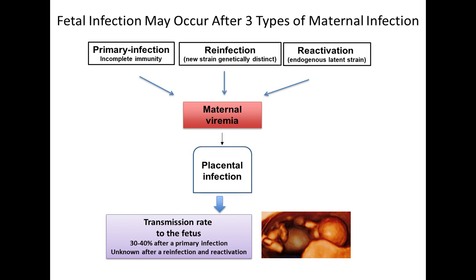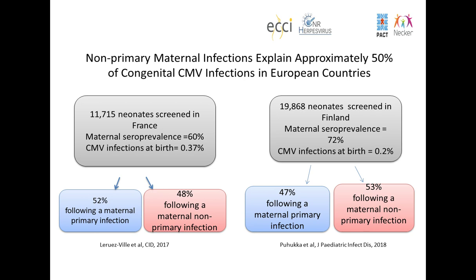Maternal viremia can lead to placental infection and then to fetal infection. The transmission rate to the fetus is 30 to 40% after a primary infection and is unknown after a reinfection or a reactivation, but is thought to be much lower, around 4 to 5%. So non-primary infection, meaning reactivation or reinfection, explains approximately 50% of congenital CMV infection in European countries.